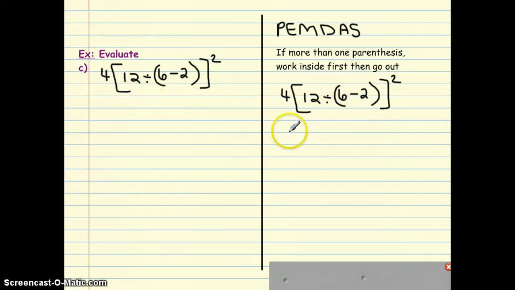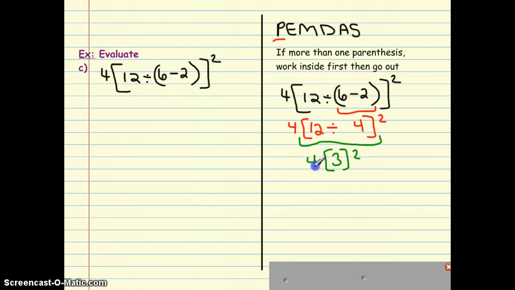In this example, we have a couple of sets of parentheses. When you have more than one parentheses, we're going to work inside first and then go out. So we're working on our parentheses, and in here we have 6 minus 2, which is 4. And we're going to drop everything down. And we're still going to be working inside of our parentheses. So we have 12 divided by 4, which is 3. And we leave it inside the parentheses, but it's just sort of treated as a plain number now.